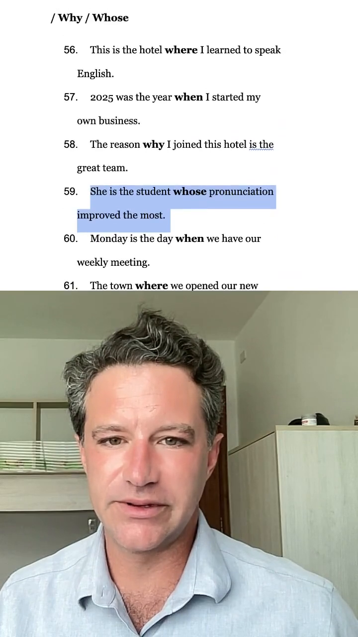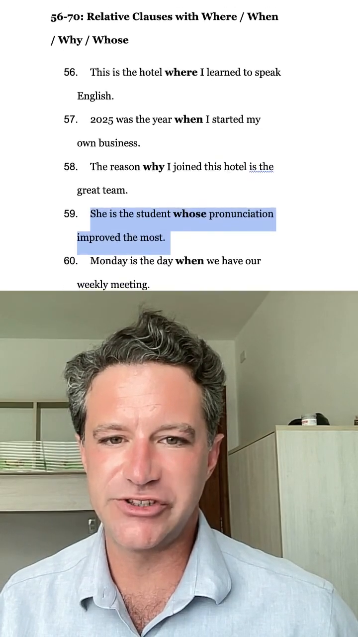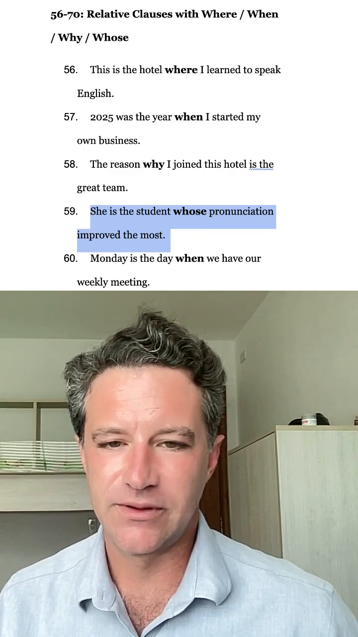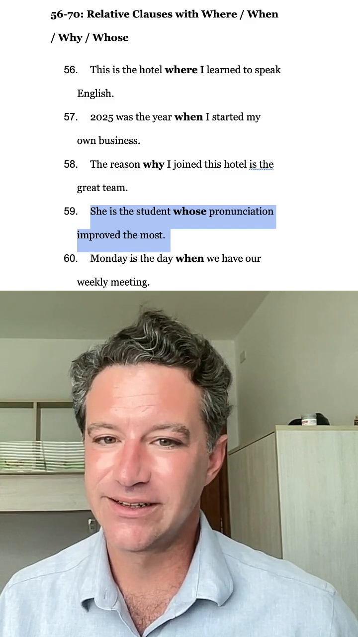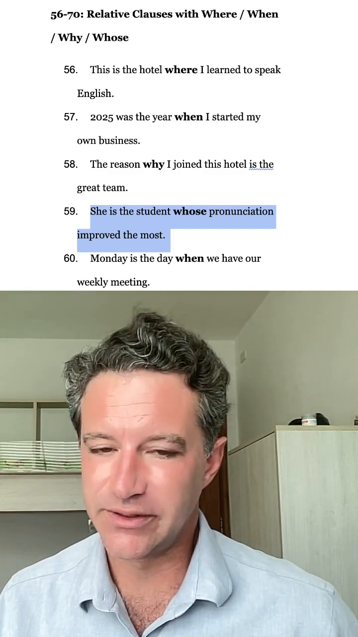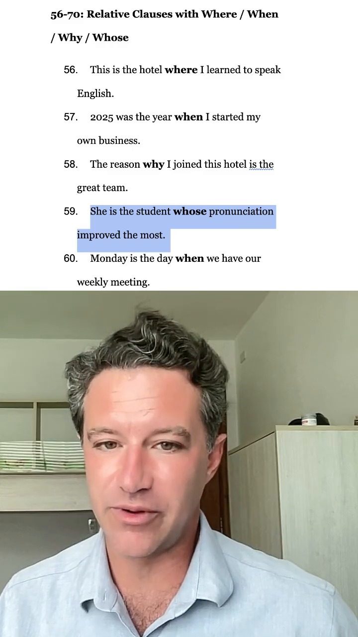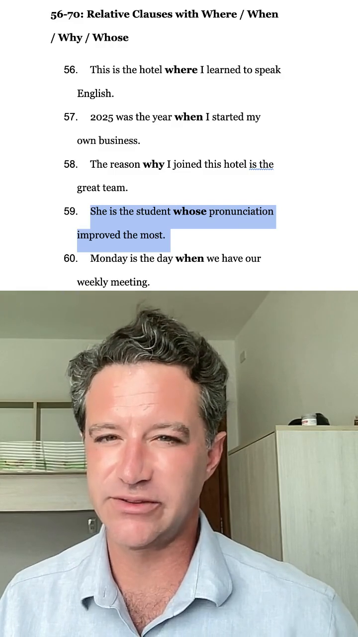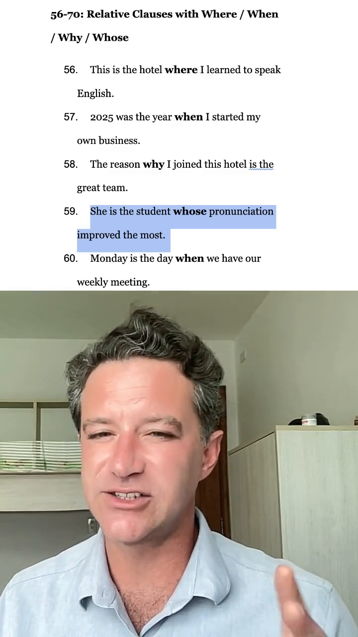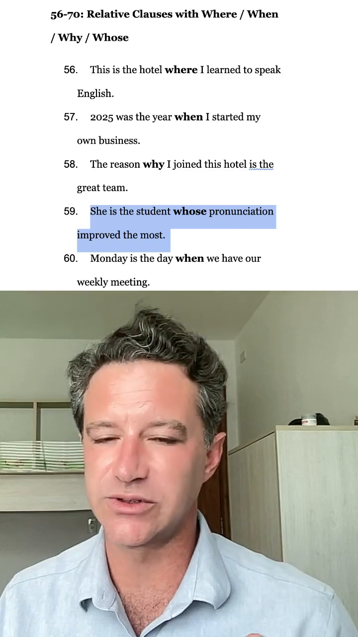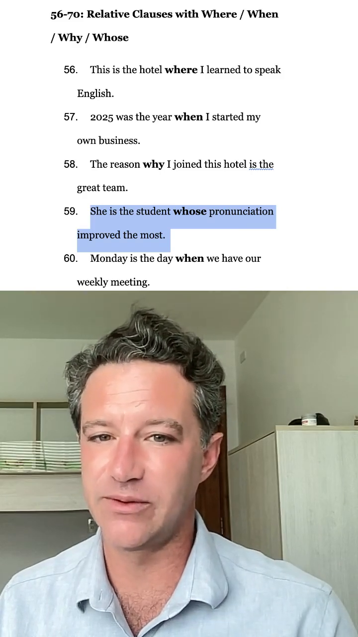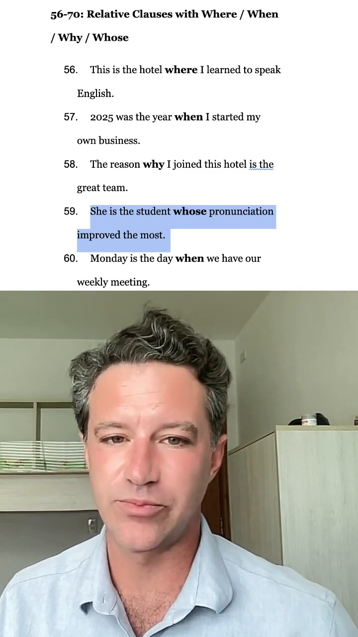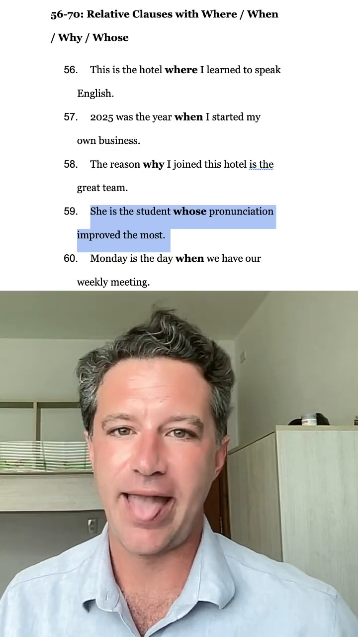So, did I say this one? She is the student whose pronunciation improved the most. Right? Who is the student that improved their pronunciation, right? She is the student whose pronunciation. So think of that as, who is the student? Who's the student? And here we would spell it differently. She is the student whose pronunciation improved the most.